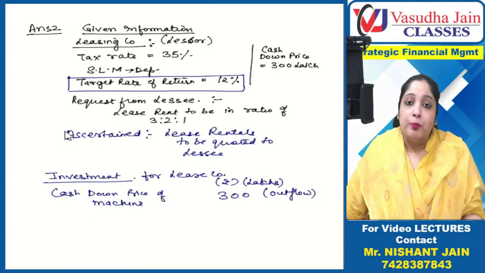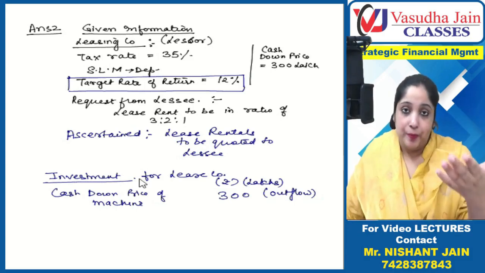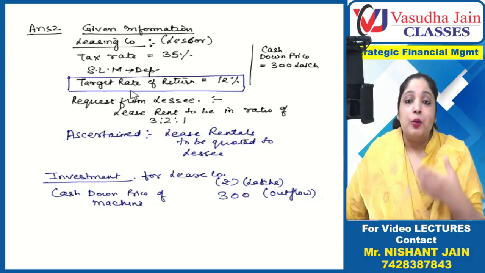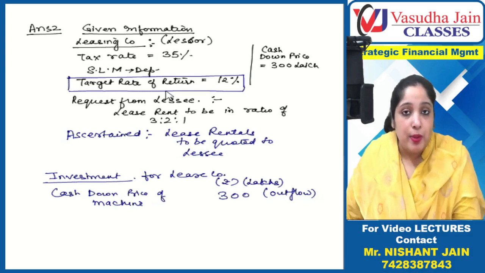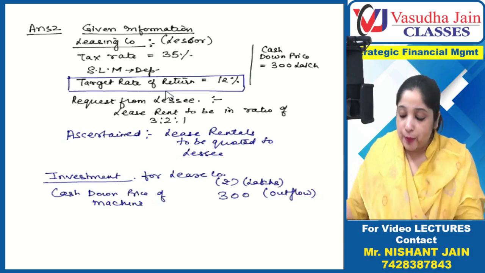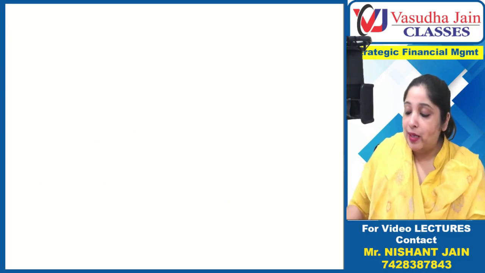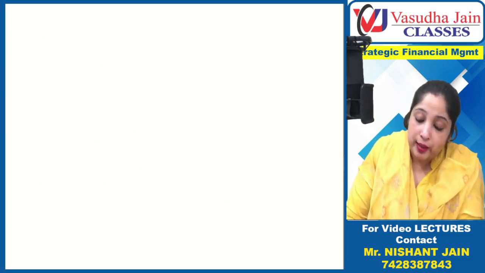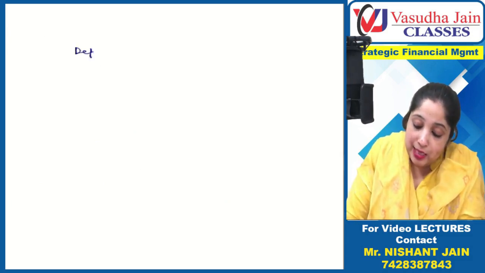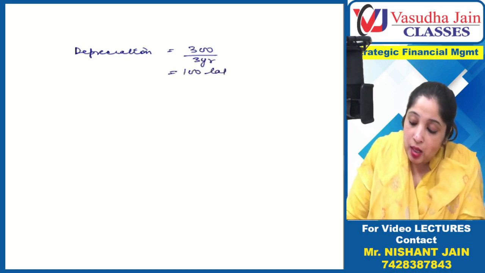Basically I am trying to compute how much the leasing company has to invest in order to give the machine on lease, because the target is to earn 12% return on investment. So first of all, let us find out what our net outflow is. So this is one outflow. Next is your depreciation. Let me compute. Depreciation is on 300 on SLM basis. So how much is depreciation? 300 lakh is divided over 3 years. So basically 100 lakh is your depreciation.